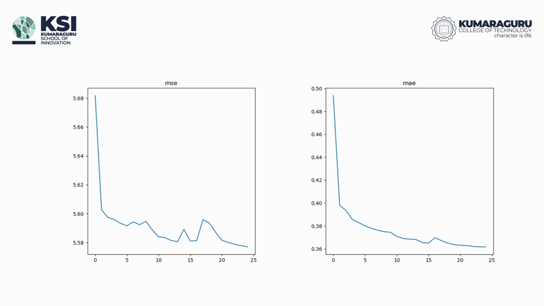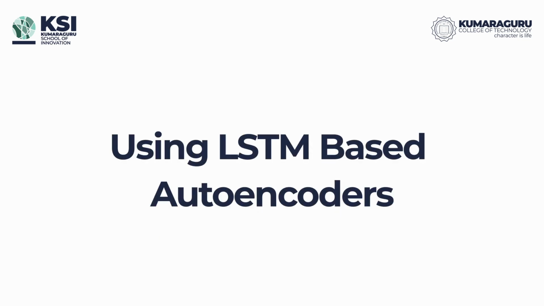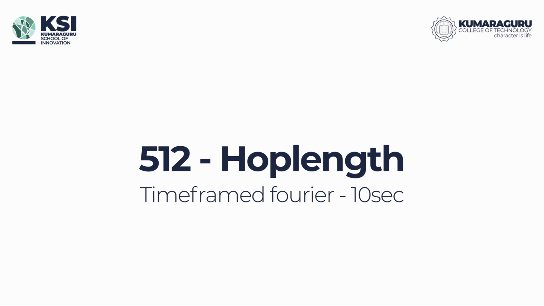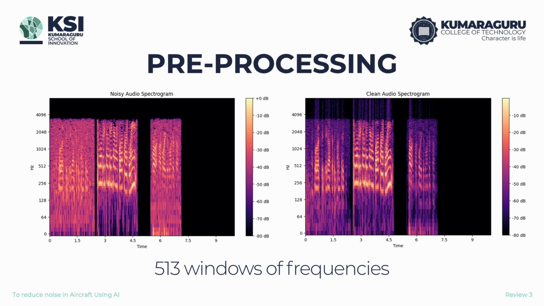Later, after trying autoencoders, we thought: what if we could exploit the time information that is present in the mel spectrograms itself? So we thought of using LSTM based autoencoder architectures. Though we convert the time domain into the frequency domain using Fourier transforms, since we use 512 as hop length and do time-framed Fourier transforms for 10 seconds, we get 513 windows of frequencies. So we still have some time information left here.